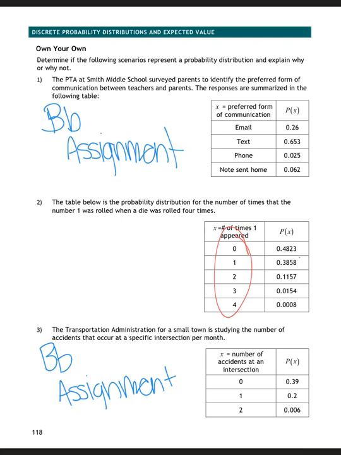The sum of all the probabilities of the random variable is 1. If you add these up, you should get 1 in this case. So yes, the sum of the probabilities of the random variable is 1. The third thing to look at is each probability of the random variable is between 0 and 1. That is also true. All of these are between 0 and 1. So is this a discrete probability distribution? Yes. And again, you would go through all 3 of those cases that have to be true.